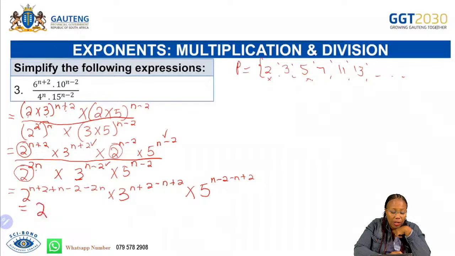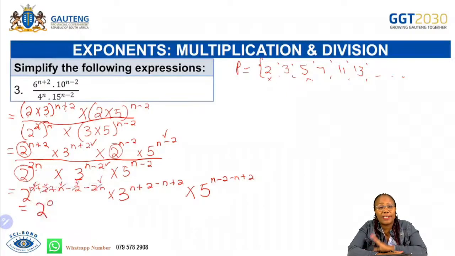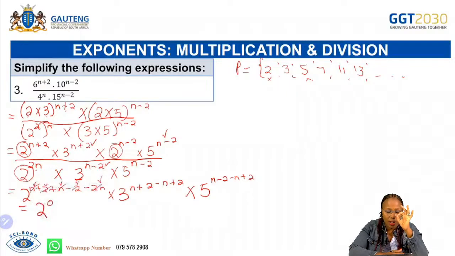So for base 2, we have n plus n, which is 2n. 2n minus 2n is 0. Therefore, we end up with the 0 for the n's. And then we have 2 minus 2 also giving us the 0. Then you must put that 0, grade 12. So you can't just leave it as 2, because the minute you leave 2, you are telling us the exponent is 1. So if it gives you a 0, please put that 0 on the exponent.